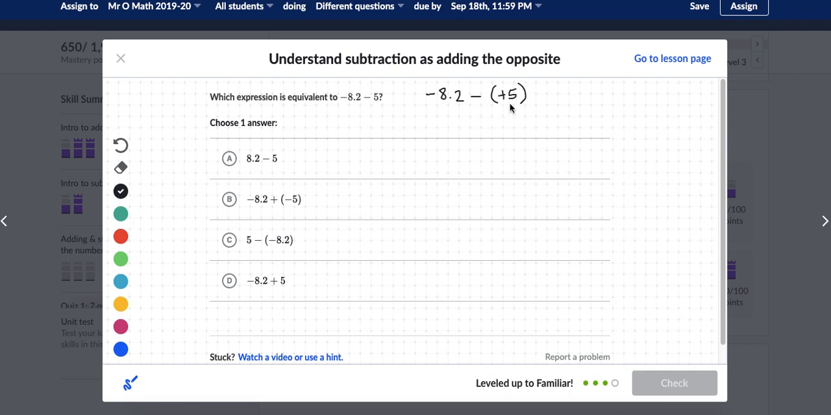So just for clarity, we're going to put that in there, and now we're going to add the opposite. So instead of subtracting, we're going to add it, but we're going to change the sign on the inside here so that we're clear on it. Okay? And as we can see right there, that's our option that matches. All we're doing is adding instead of subtracting and changing the sign on the second number.